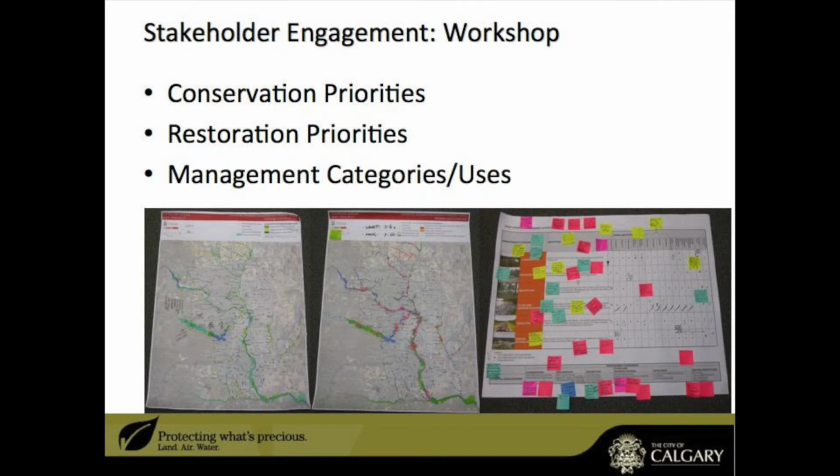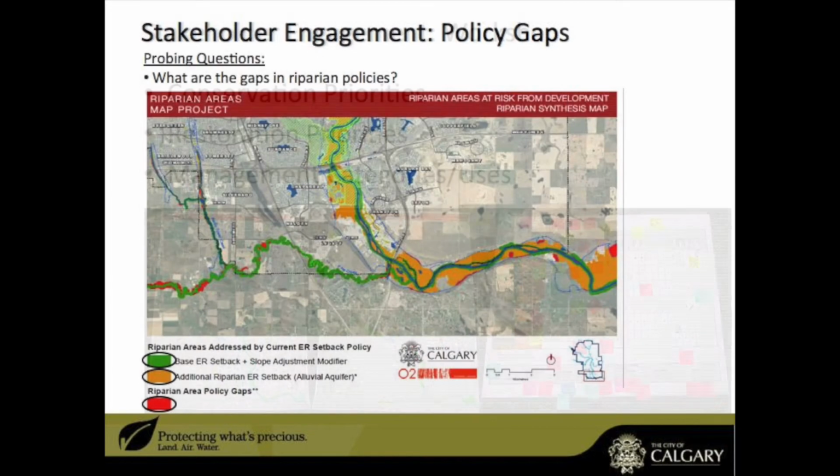In that we did a democracy exercise, identifying conservation priorities, identifying restoration priorities on big posters, and defining and determining what management categories we should be using, what are the prohibited, discretionary, and permitted uses for each of those categories. And another interesting thing that we did is we mapped spatially basically where there may be policy gaps in the existing riparian protection within land use planning processes in the city.